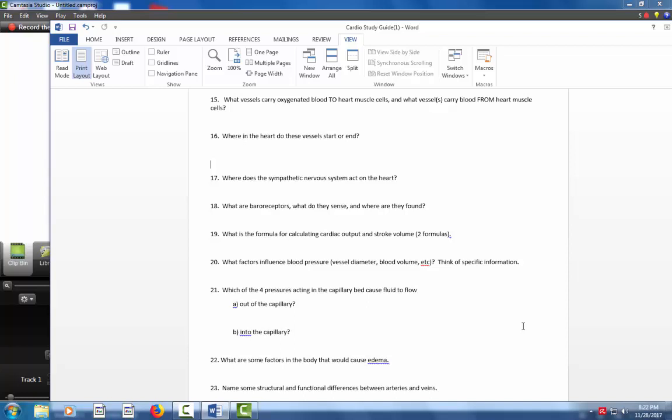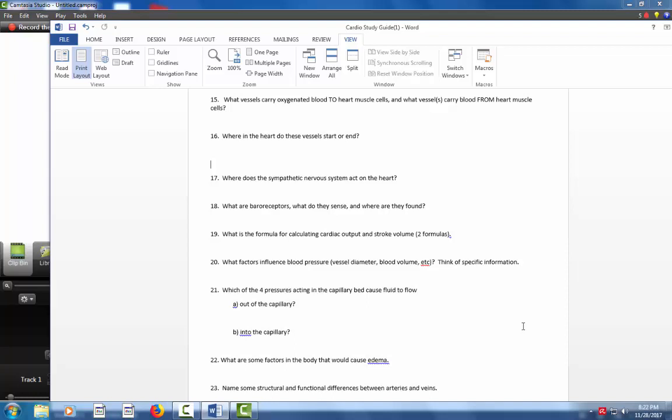Okay. Where does the sympathetic nervous system act on the heart? We already mentioned that. The SA node, cardiac contractile cells, and if we're looking at the blood vessels, the coronary arteries. Cardiac contractile cells, yeah.